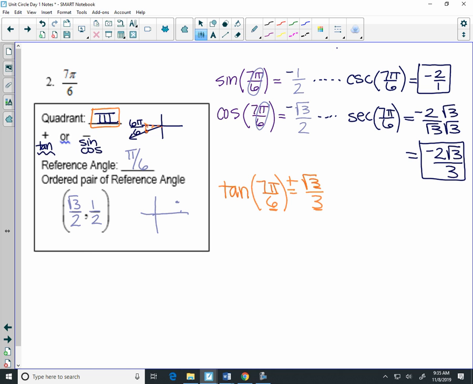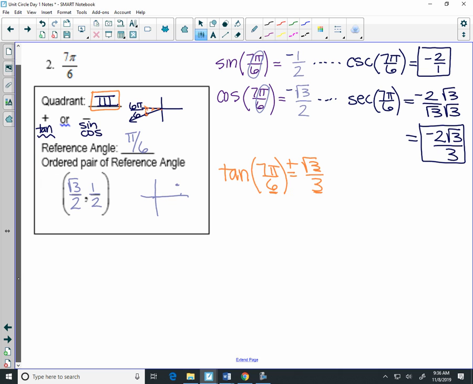So tangent at 7 pi over 6 is positive radical 3 over 3. Again, if you don't want to memorize, you can divide every time. Negative 1/2 divided by negative radical 3 over 2 is going to give you positive radical 3 over 3. You can divide to find tangent if you want. I prefer not to do that division over and over again if I can figure out a way to memorize it. Okay, cotangent is tangent flipped.